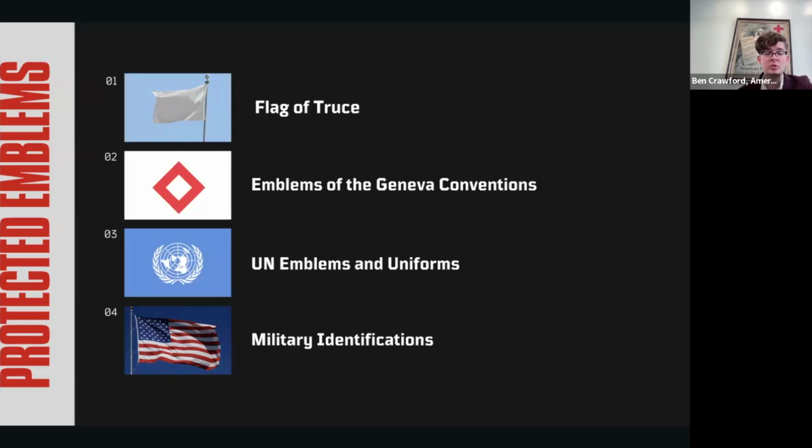UN emblems and uniforms. It is prohibited to make use of the distinctive emblem of the United Nations except as authorized by that organization. Lastly, we have military identifications. Now, there's an important distinction here between using the military identifications, which may include the flags, military emblems, insignia, and other uniforms of an adversary or a neutral or other state not party to the conflict.